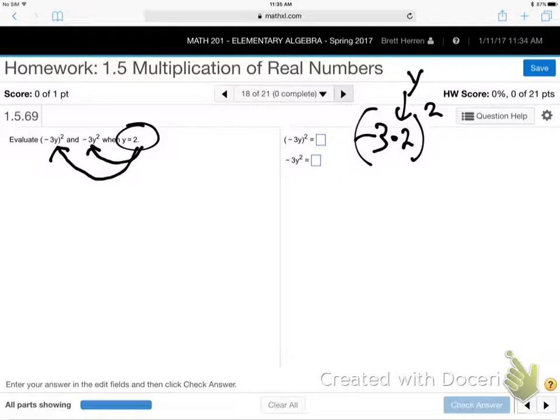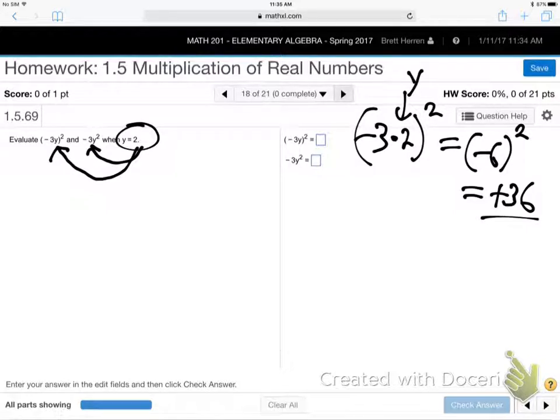And so how do I work that out? Well, do the parentheses first, huh? What is minus 3 times 2? Negative 6 squared. Positive 36, right? It's positive because it's two negatives. You know it means negative 6 times negative 6. So it's positive 36. Everybody good with that first part?